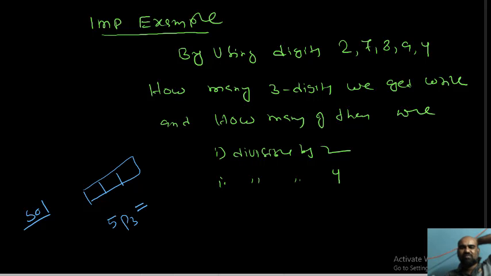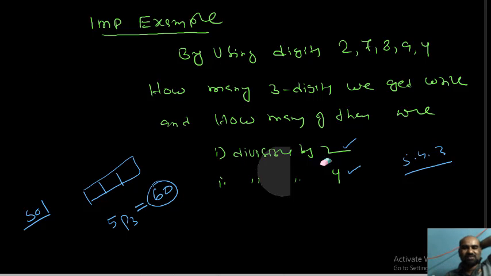What is the value of 5P3? 5 into 4 into 3. 5 fours are 20, 20 threes are 60. So you can get 60 3-digit numbers. But among these 60, how many of them are divisible by 2 and how many of them are divisible by 4? That is difficult to ask, students.